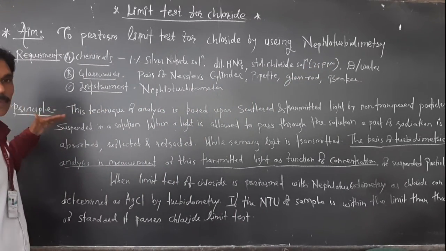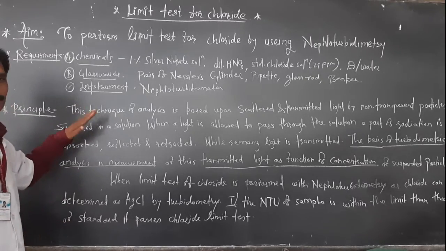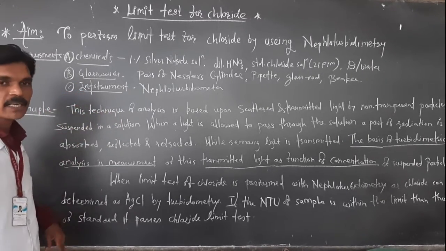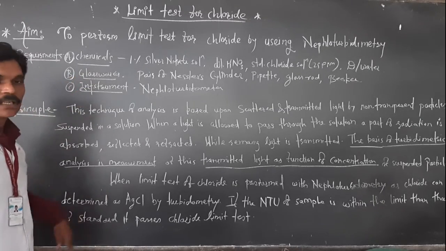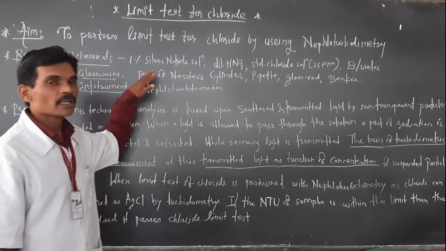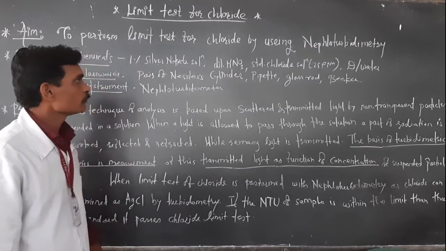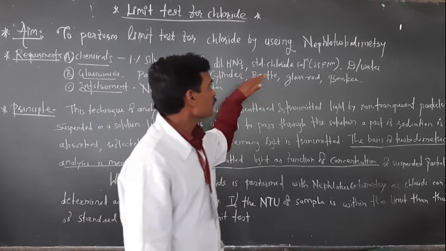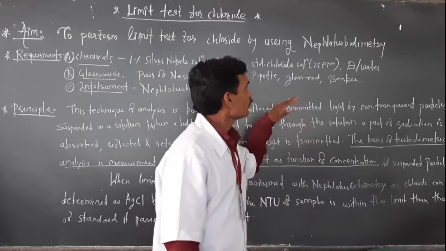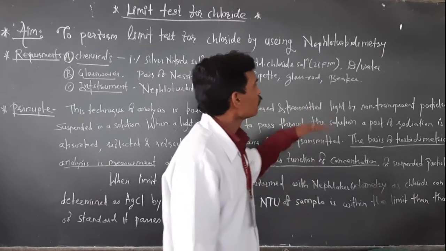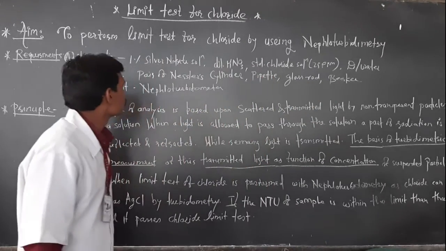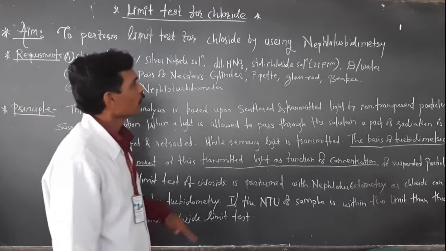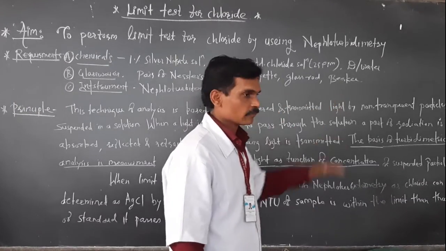So our requirements for today's practical, very first of all, as with the chloride limit test, we require the same requirements here. Our chemical requirements are, first of all, 1% silver nitrate solution, dilute nitric acid, standard chloride solution of 25 ppm, and distilled water. Then glassware: we require a pair of Nessler cylinders, pipette, glass rod, and beaker.